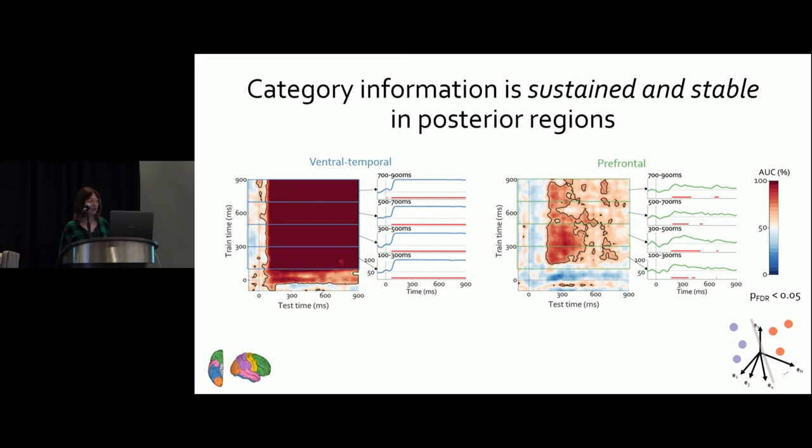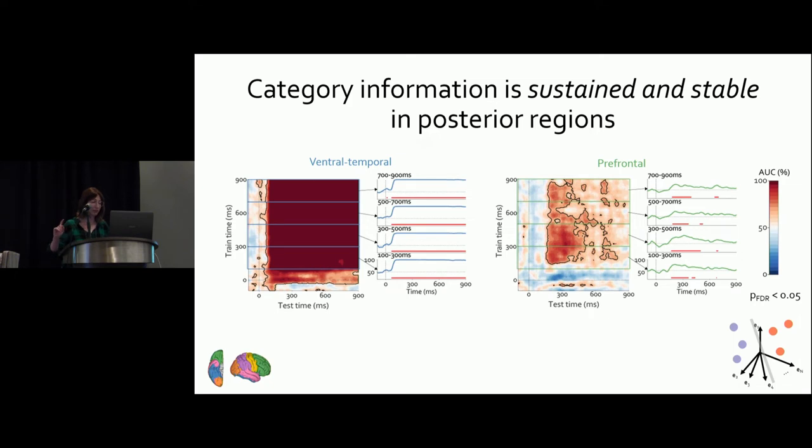Next to each of the panels, you see the mean over groups of 200 milliseconds of training time, which shows this stability in VT even more clearly, because it shows that it doesn't really matter when you train the classifier. Testing on pretty much all time points after 100 milliseconds will lead you to near perfect performance. So this really seems to suggest that it's not the activity in posterior regions, but there's still information in posterior regions that corresponds to the ongoing percept.